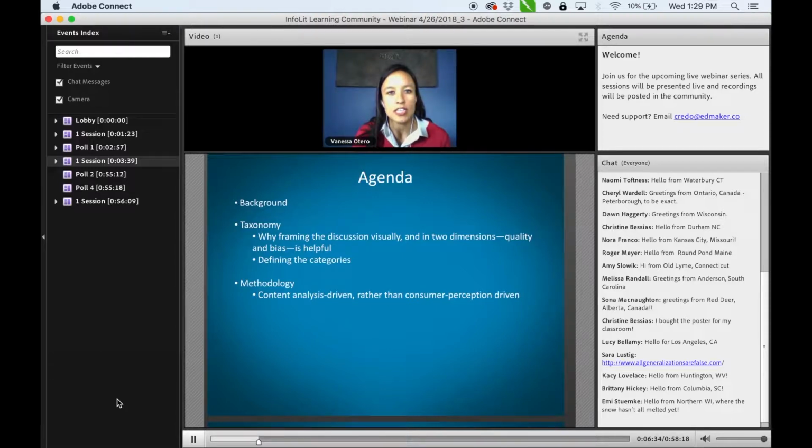So the methodology is content analysis driven rather than consumer perception driven. And what I mean by consumer perception is that a lot of the ways that people currently rate the news are by opinion polls and by surveys, asking them who they trust, and also measuring engagement, meaning clicks and views. And that's not what we're doing here. We're analyzing the content itself.